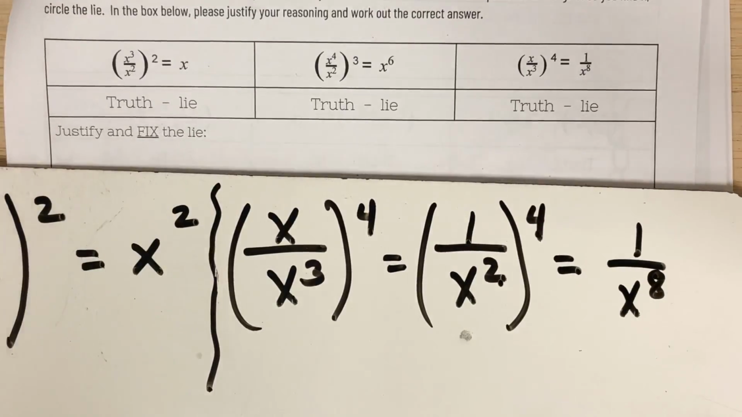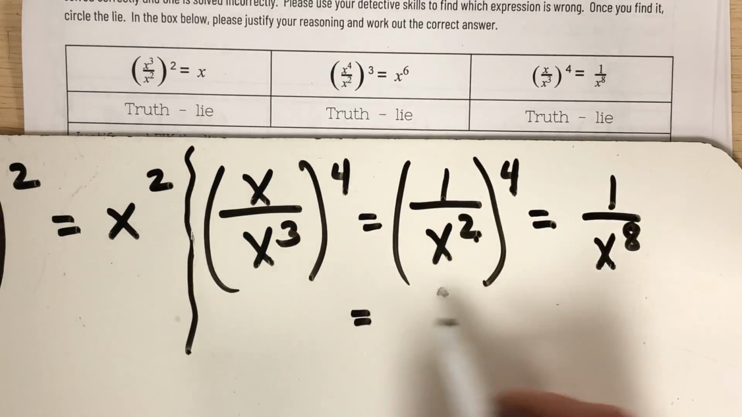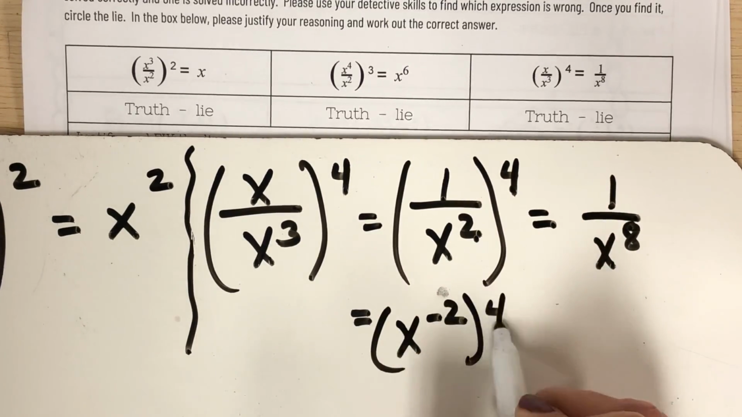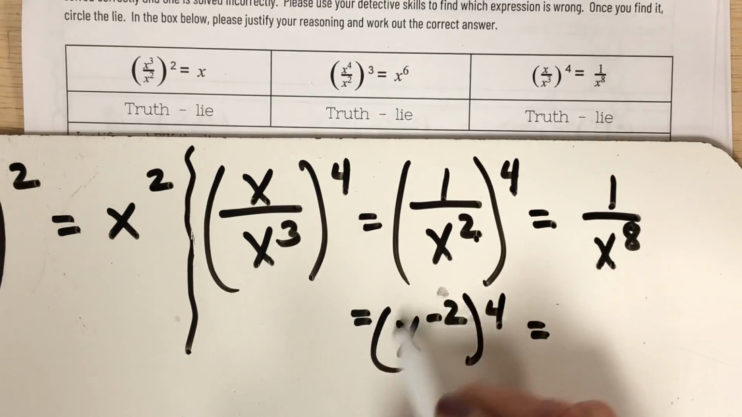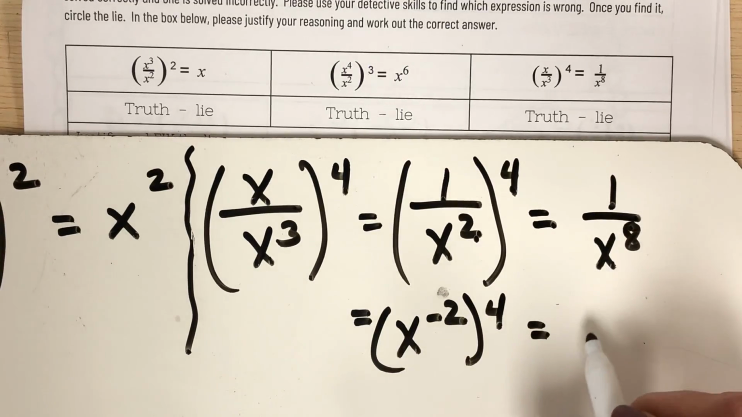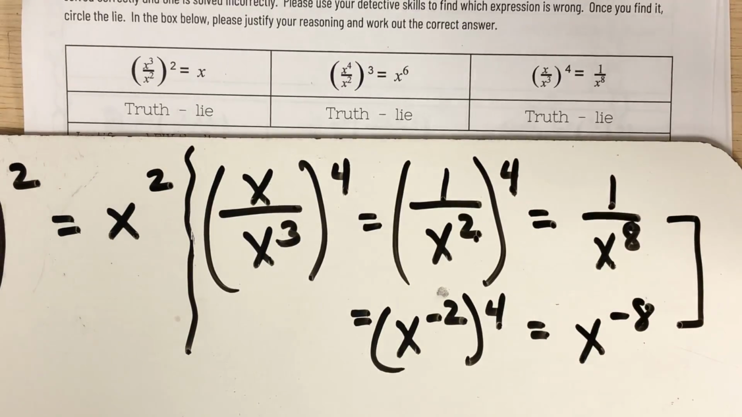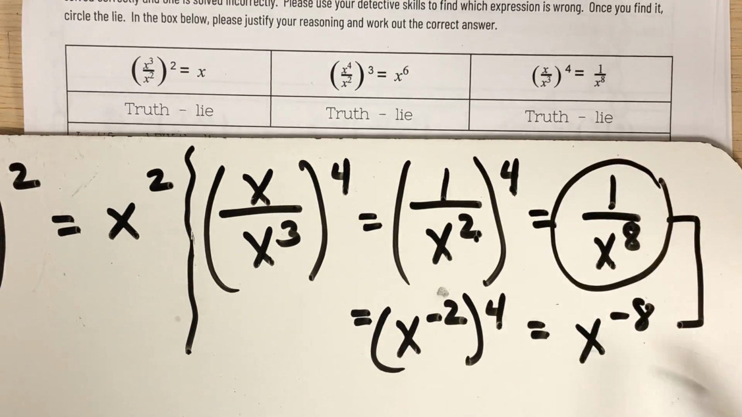Another way I could have done this with a negative exponent is I could have rewritten 1 over x squared as x to the negative 2 to the 4th. Now I'm taking a power to a power, so I'm going to multiply them. Negative 2 times 4 is x to the negative 8th. These two things are the same thing, but the directions say I don't want to write a negative exponent, so this would be the way I would write it. So that one is true.